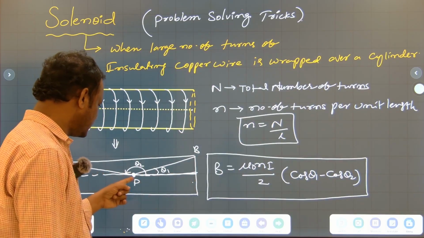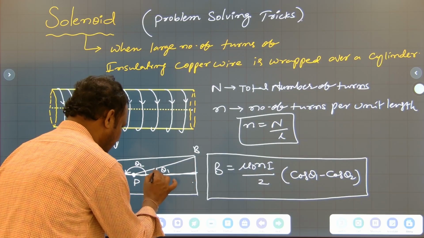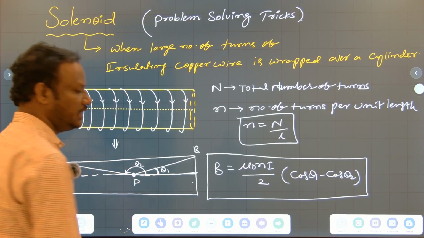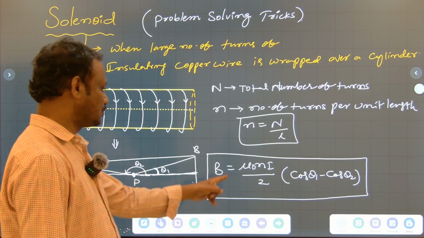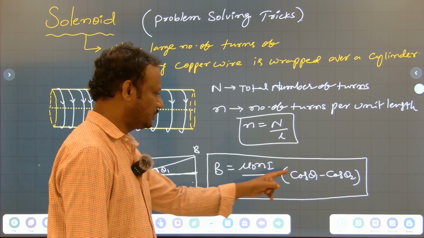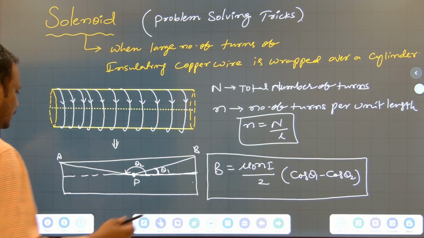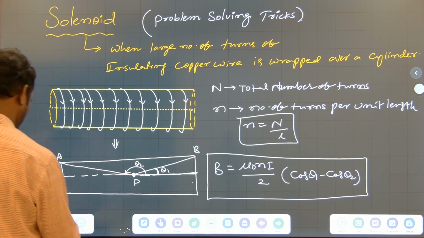From the axis, the first angle is theta 1 and the next is theta 2. B is equal to mu naught n i by 2 times cos theta 1 minus cos theta 2. So for example, let's go through the cases one by one.